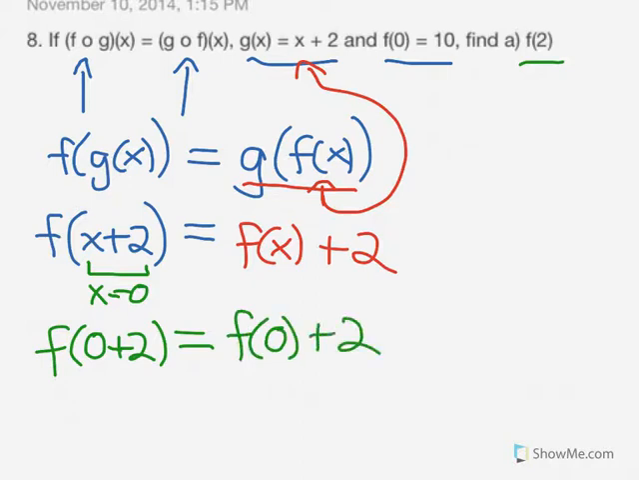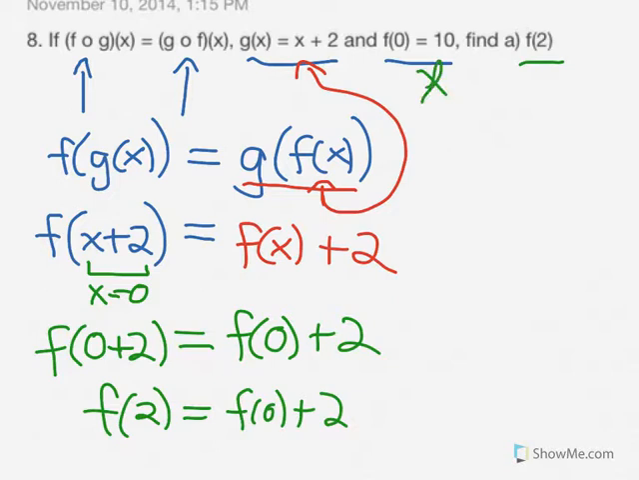So all I've done here is put 0 in for x on both sides of the equality because we're looking for f of 2. So this just says f of 2 equals f of 0 plus 2. We know what f of 0 is, it's 10, so this just equals 10 plus 2 equals 12.